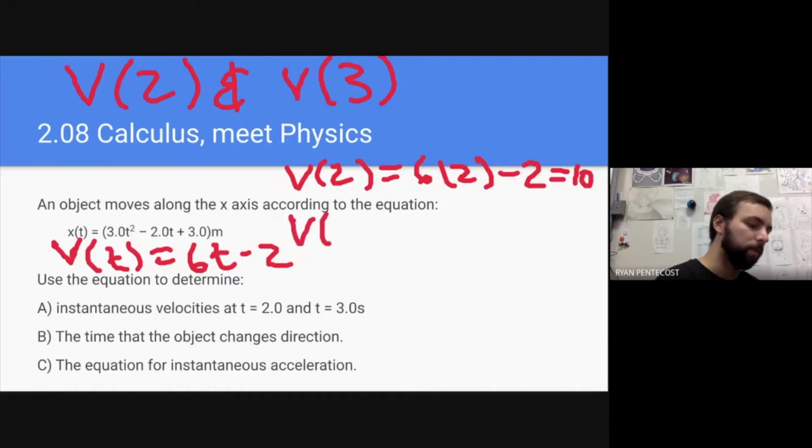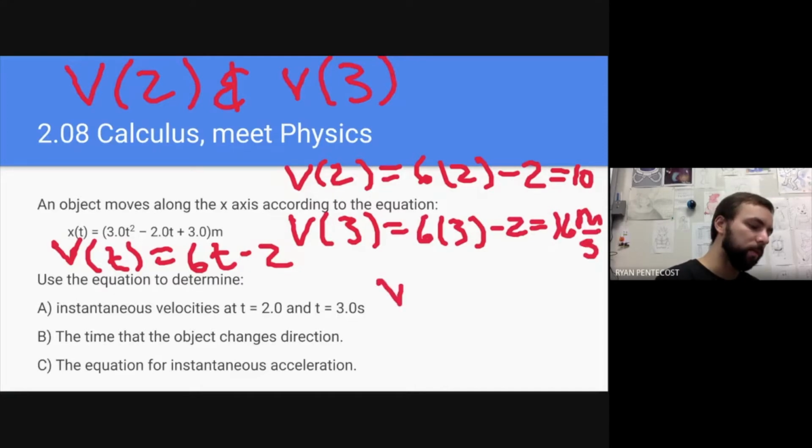Now, if we want v of 3, you plug in 3, so that would be 6 times 3 minus 2, which would be 16 meters per second. So there you have it. v of 2.